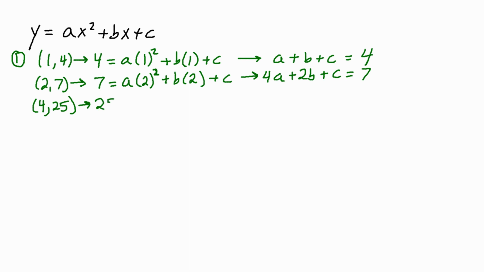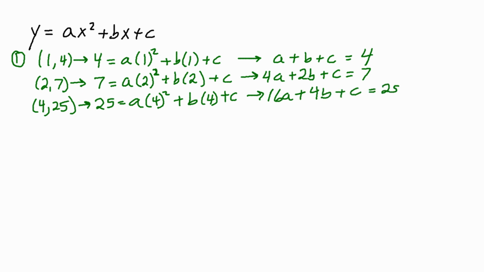Replacing the y with 25, that equals a times x, which is 4, squared, plus b times x, which is 4, plus c, which gives me 16a plus 4b plus c equals 25. So I have three equations with three unknowns.